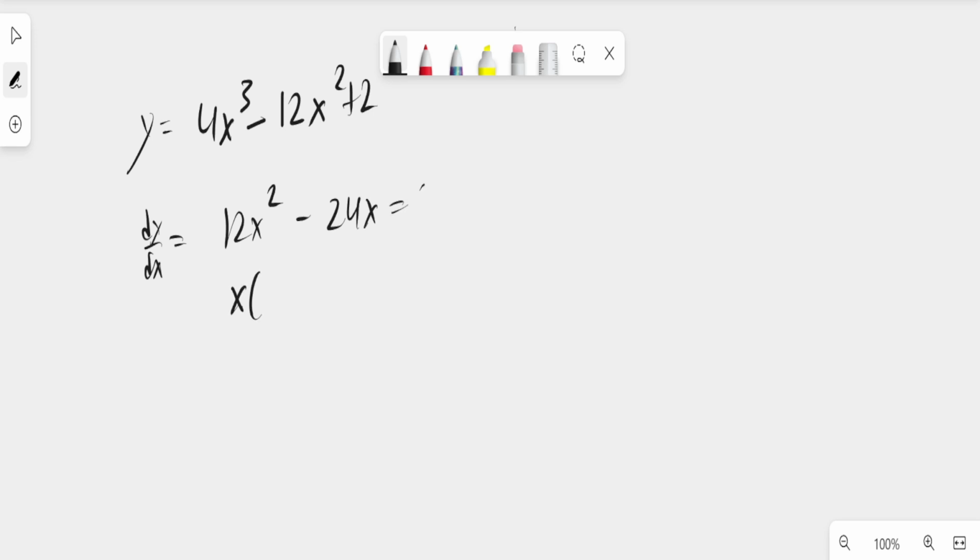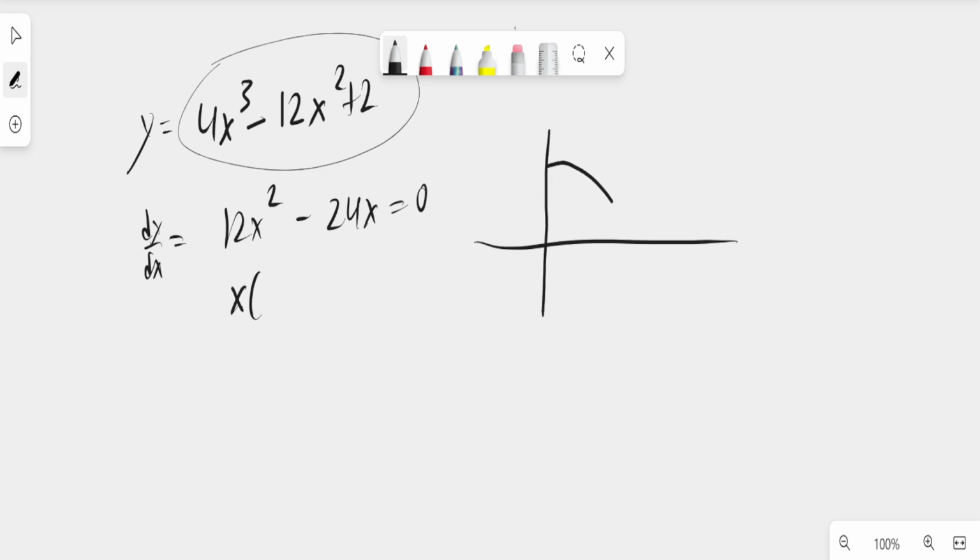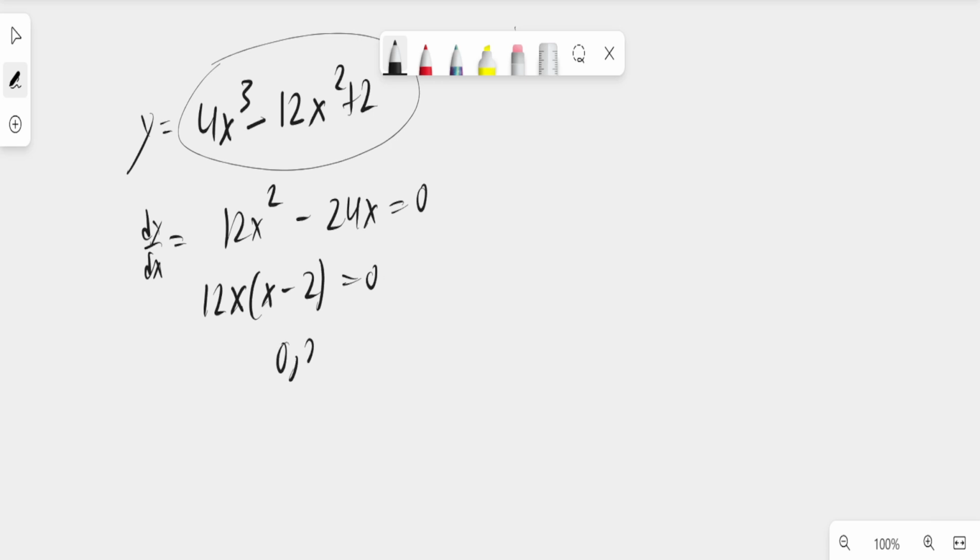Factor out an x, set that equal to 0, because think about it, right? This is a continuous function, correct? So that means for it to go from negative to positive, this is where IVT comes in, right? It has to be 0. So what you do is you set it equal to 0. And where is that equal to 0? I'll put 12 on the outside, x minus 2. So it's equal to 0 at 0 and 2.